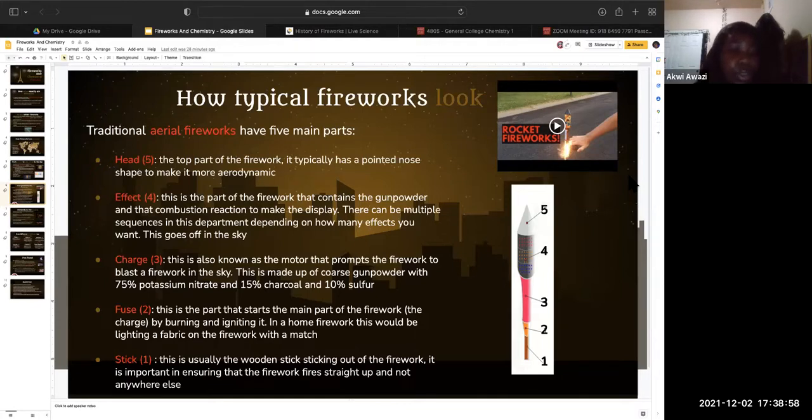And then lastly, there's the stick. This is usually the wooden part of the firework. So the stick is important because it keeps the firework straight to let it shoot up in the sky and not everywhere. So yeah, the video we provided basically shows what it looks like in real life.